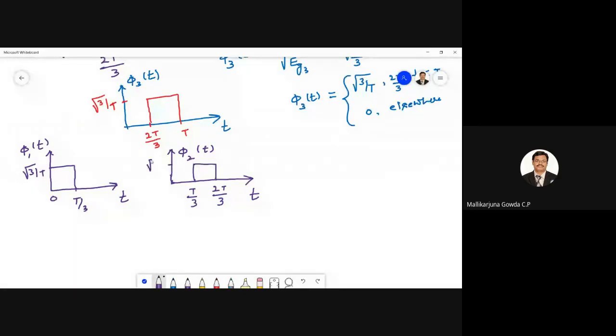It is root 3 by t, right? Am I correct? Yes, sir. Is it root of 3 by t? Yes, sir. So already I wrote here what is pi 3 of t. So pi 1 of t, pi 2 of t, and pi 3 of t. These are the three basis functions, right?